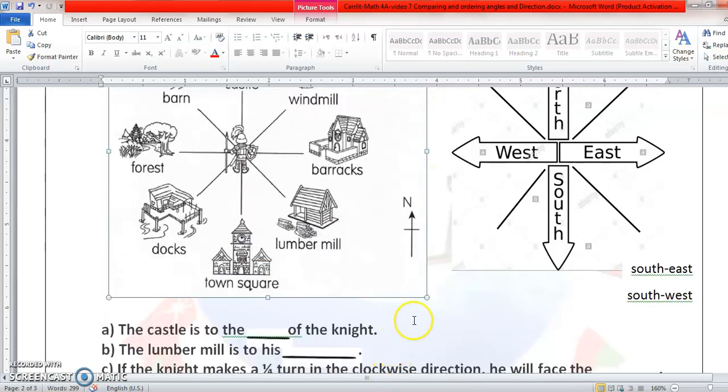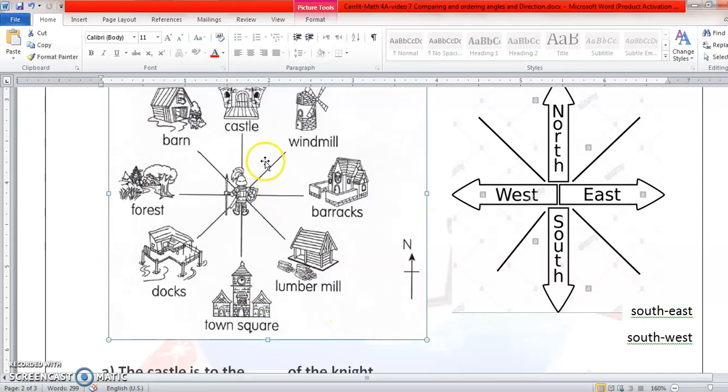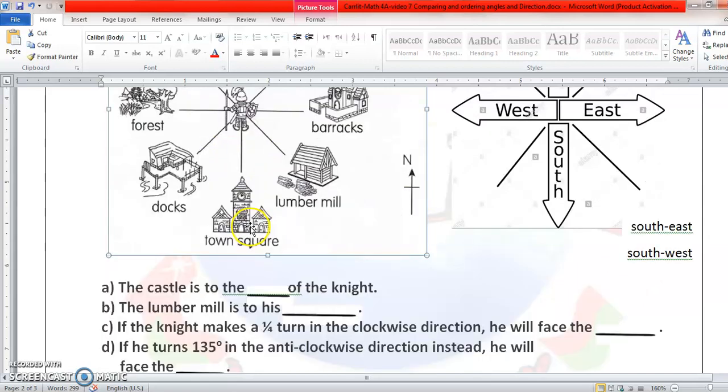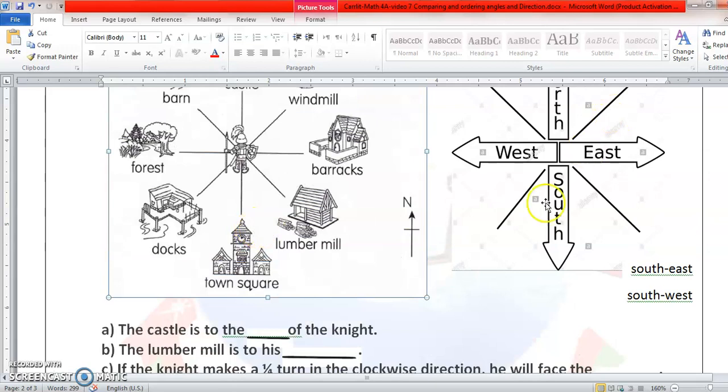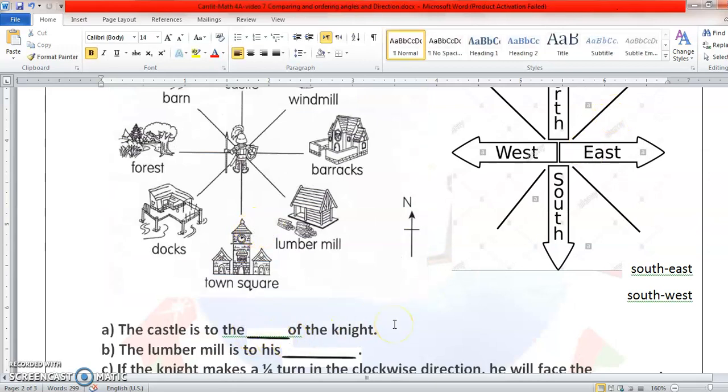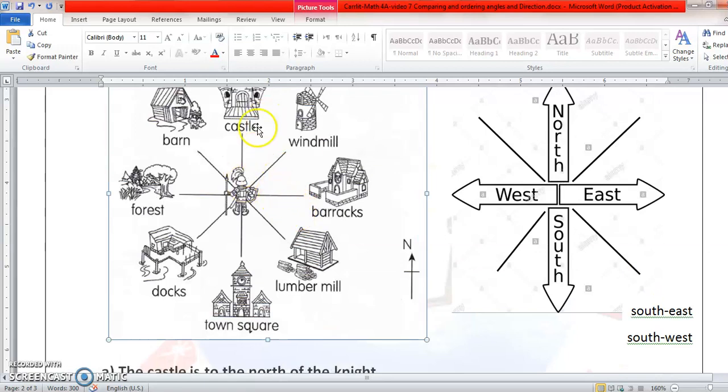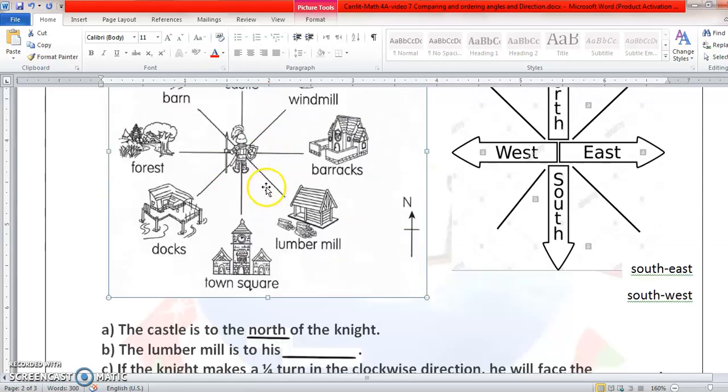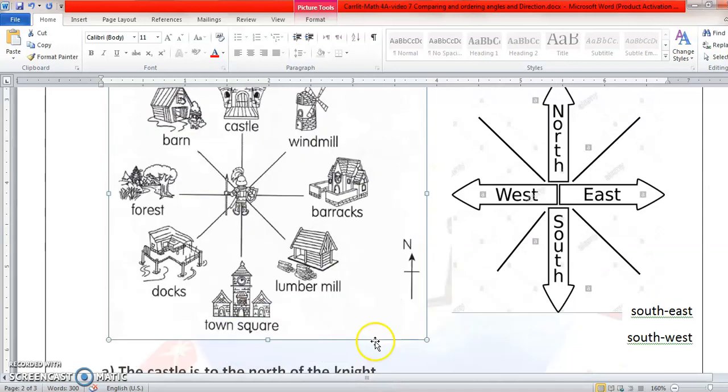Now, let's answer question A. The castle is to the blank of the knight. So, castle is what? It is the north. North of the knight. Okay? Because this knight is facing north, or the castle. Question B. The lumber mill is to his blank. So the lumber mill is located where?